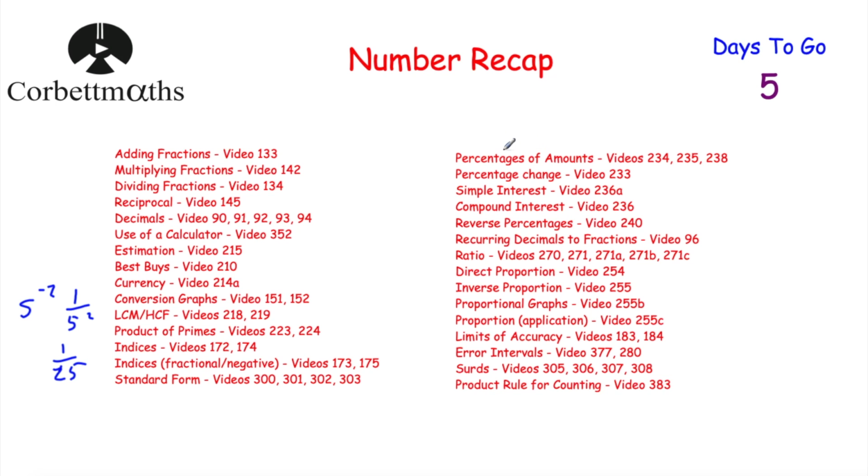Percentage of amounts, make sure you know how to work out percentages of amounts without a calculator, but also with a calculator. Divide by 100 to find 1% and then multiply by the percentage you want.